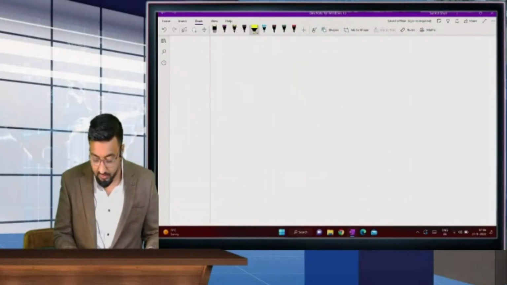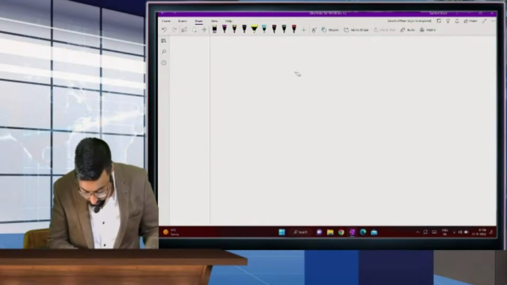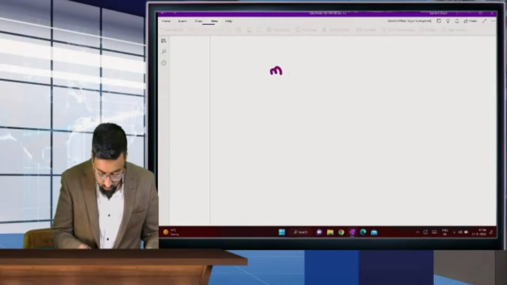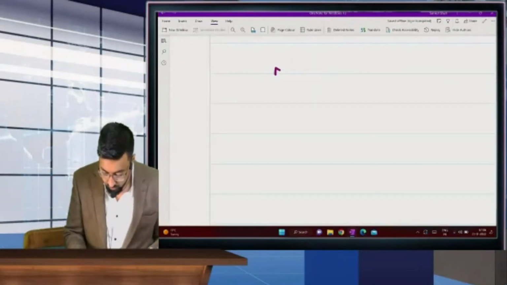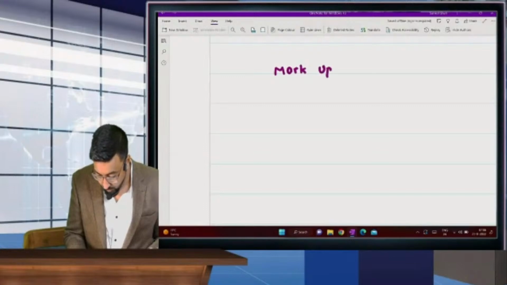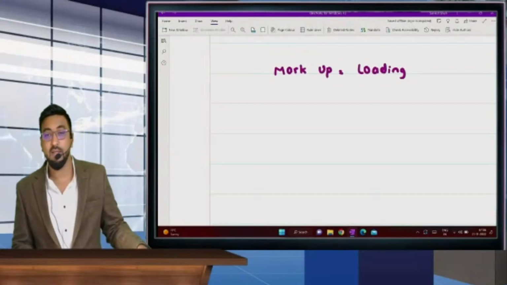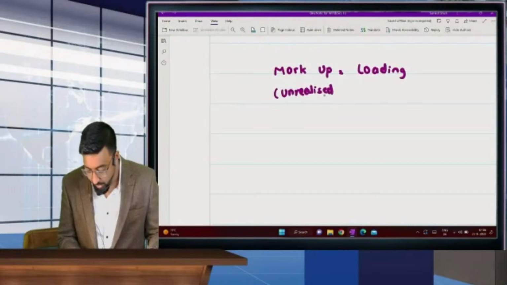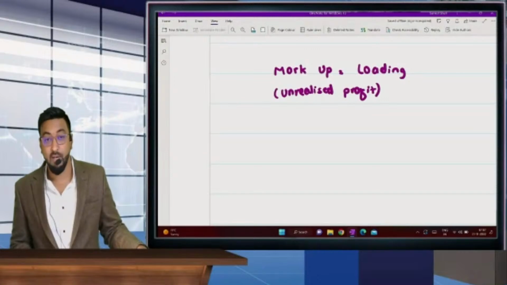See, markup is nothing but a loading, which is called unrealized profit. Now, what is unrealized profit? Which we do not receive, it is only a paper profit. Unrealized profit means not actual profit. It is called unrealized profit.